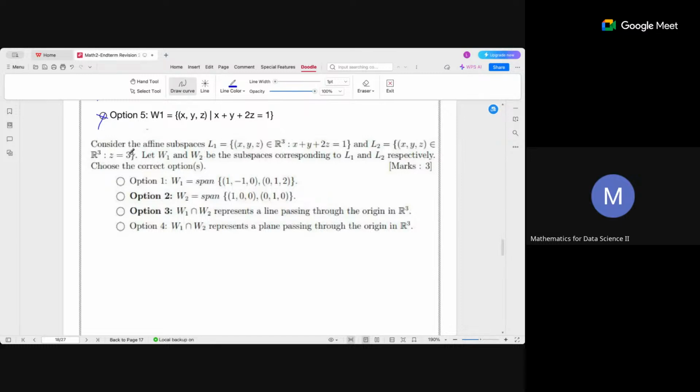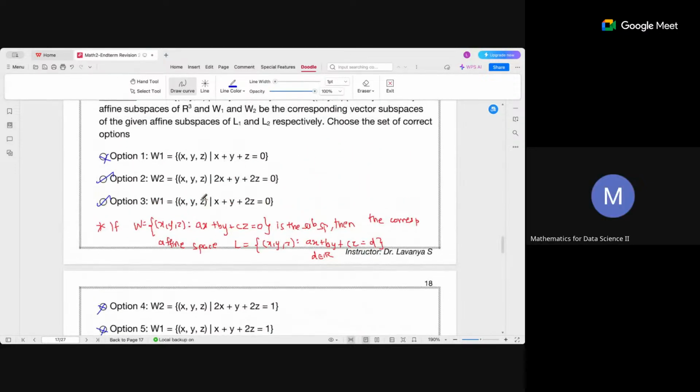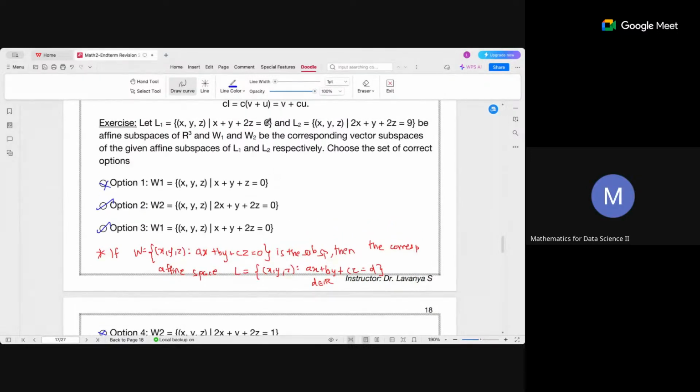Okay. Consider the affine spaces L1 and L2. So these are two affine spaces. Ma'am, can you repeat the previous one once again? See, if you are having the affine space as ax plus by plus cz equal to d, then the corresponding subspace is nothing but ax plus by plus cz is equal to 0. That's all. So here, whatever is having 0 for the same x plus y plus 2z, that is the subspace for L1. Similarly, 2x plus y plus 2z equal to 0 is the subspace for L2. Fine, ma'am.